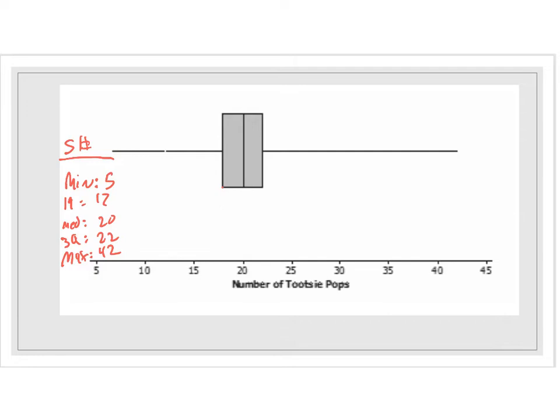Meaning 25% of the data goes from here to here. Another 25% of the data goes from quartile 1 to the median. Another 25% goes from the median to quartile 3. And another 25% goes from here to the maximum. So that shows you a summary of where 100% of the data points lie.